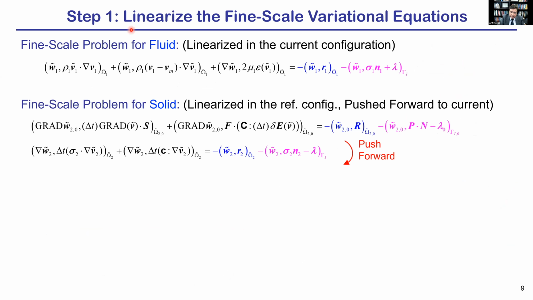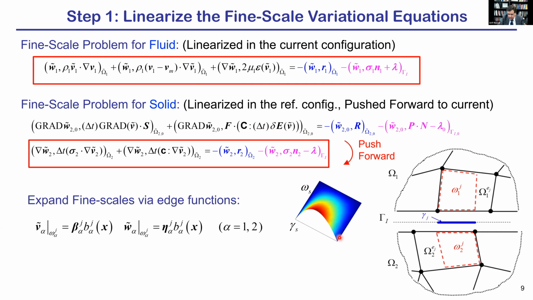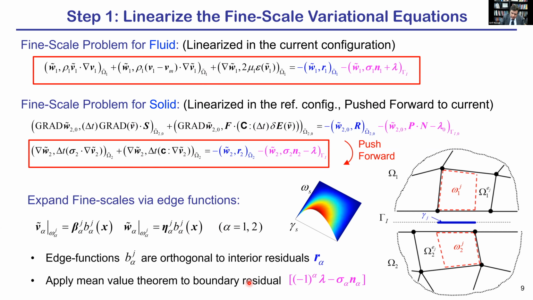So we look at the fine scale problem. We linearize in the current configuration. This is the linearized fine scale problem. We write the fine scale problem for the solid, linearize in the reference configuration, and push it forward to the current configuration. So these are the two equations that we are now going to solve segment-wise. And as I just showed, we are going to use these functions, bubble functions or edge functions, to expand the fine scale fields in both of these. Now, the fine scale problems can be further simplified to make the terms tractable.